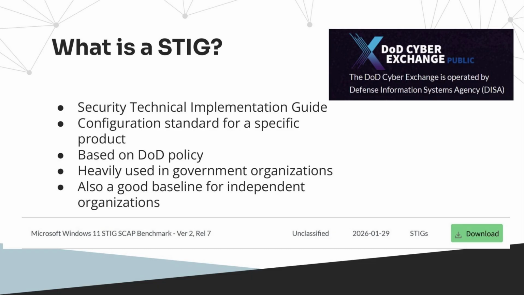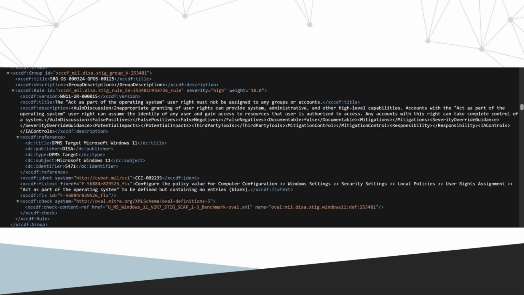Let's take a look at the most recent guidelines for Microsoft Windows 11. Here is a small segment of the information provided in a STIG XML file. These are meant to be machine readable and are comprehensible by our system. Let's take a closer look. This is one of many rules defined within this file. This rule states, the act as part of the operating system user right must not be assigned to any groups or accounts. This makes sense to ensure access control of the system.